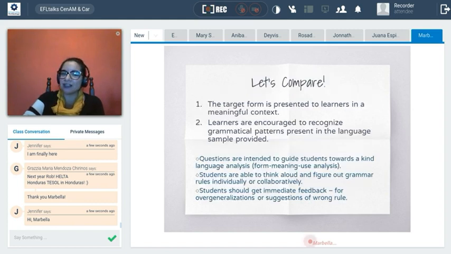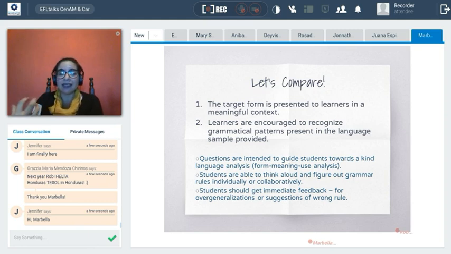And now we're going to take a look at what is the order that we would want to use if we're using the text-based approach. So first, what we would want to do is introduce the language in a meaningful context. And as we said before, this can be a story, it can be a comic book, it could be an advert, it can be a circular from a supermarket, for example.